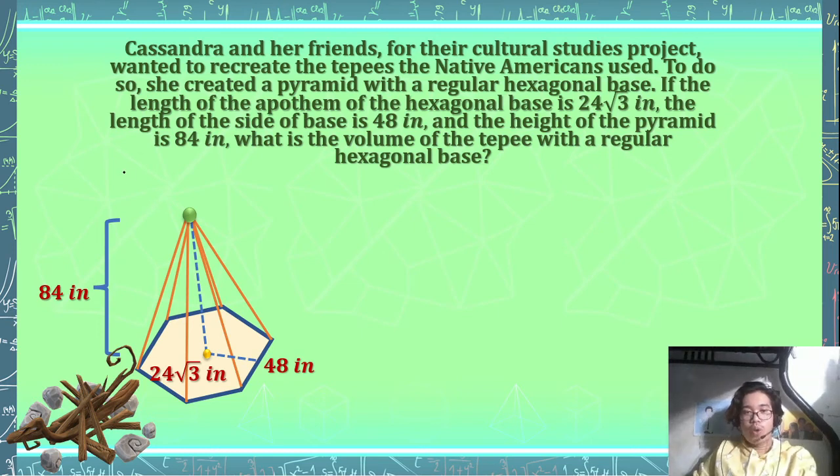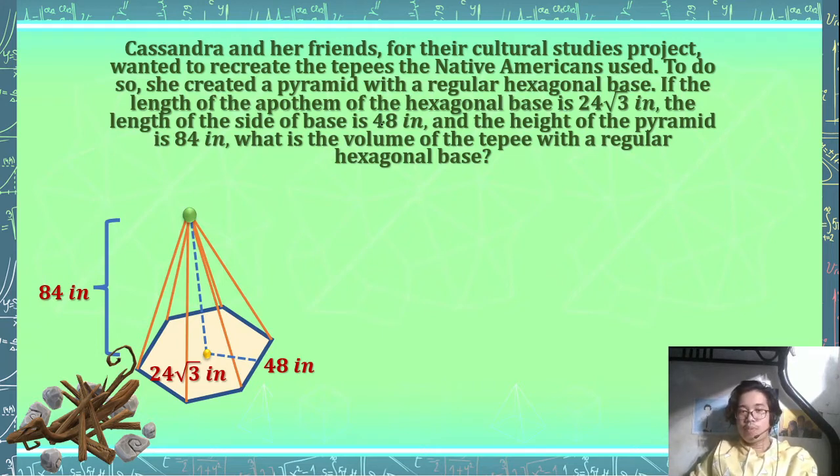So let's go to our sixth problem. We have here Cassandra and her friends, who for their cultural studies project wanted to create the teepees the Native Americans used. To do so, she created a pyramid with a regular hexagonal base.